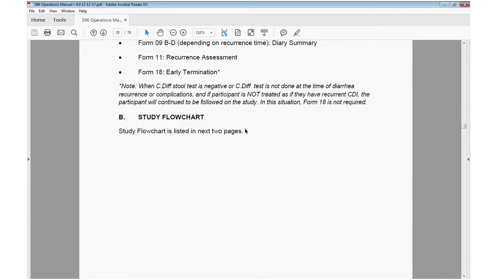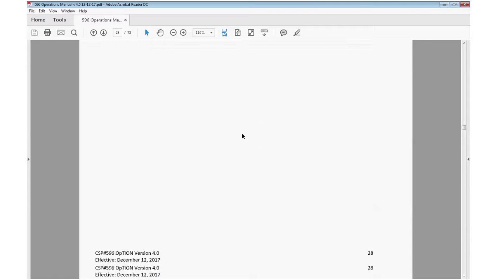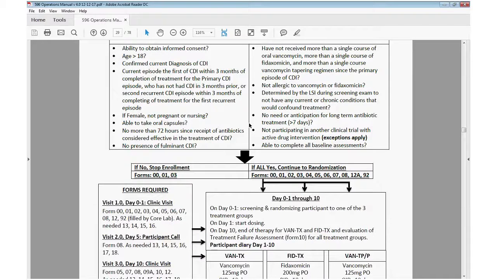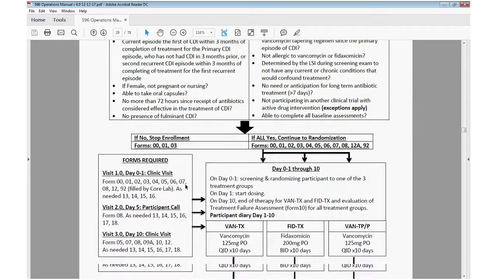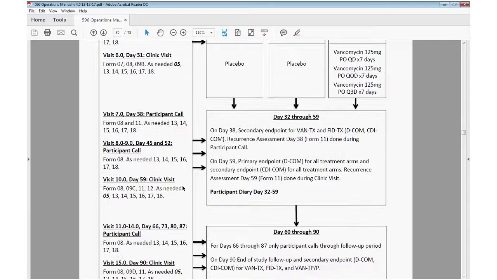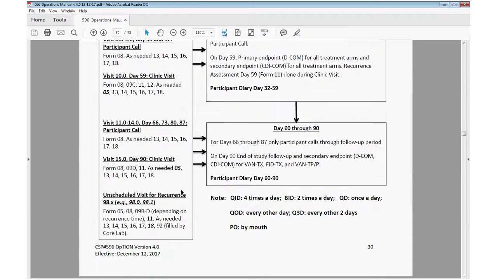There's going to be a couple charts on the next few pages. I would recommend going to the operations manual and printing these out to have on hand, as they're very good quick reference materials. Among these is a study flow chart. The study flow chart goes over the inclusion-exclusion criteria, the study objectives, all the forms that will be done on the different days, and the different treatment arms. There's a lot of information provided in this little chart, and it is a very good quick reference material, especially for inclusion-exclusion and which forms are needed on which days.